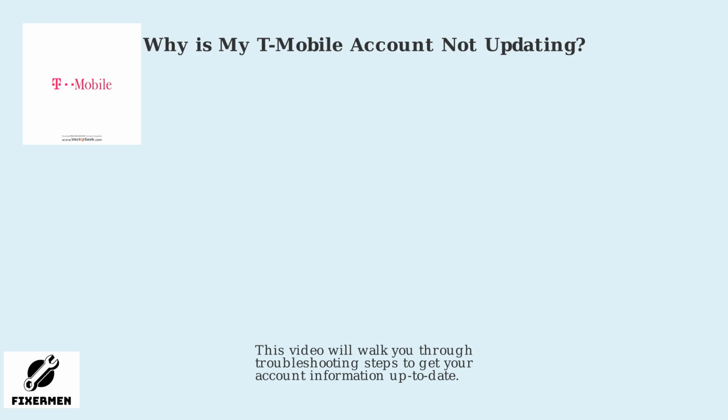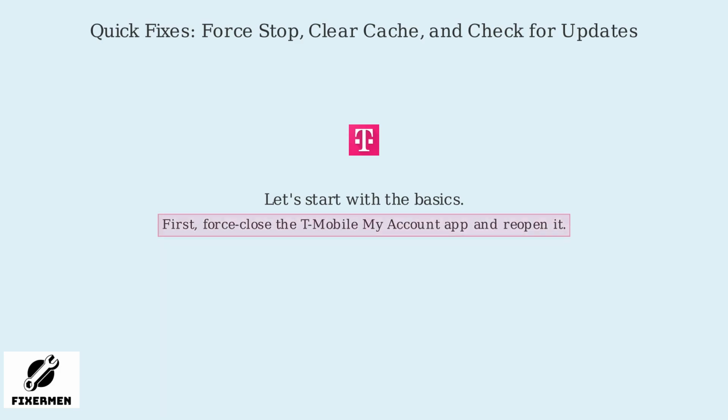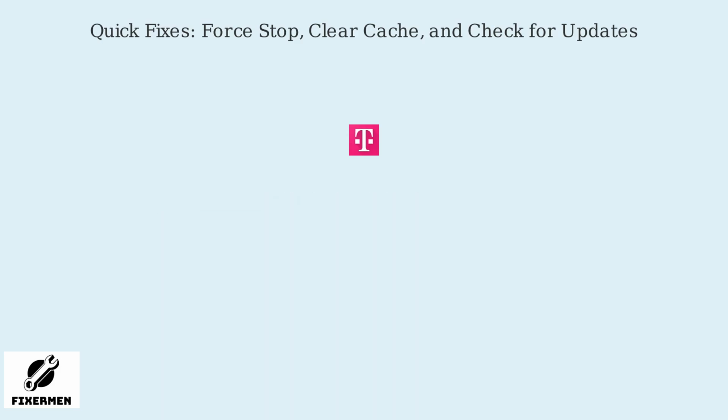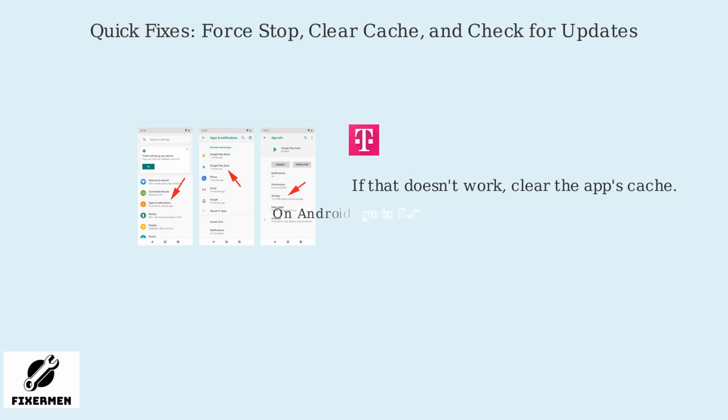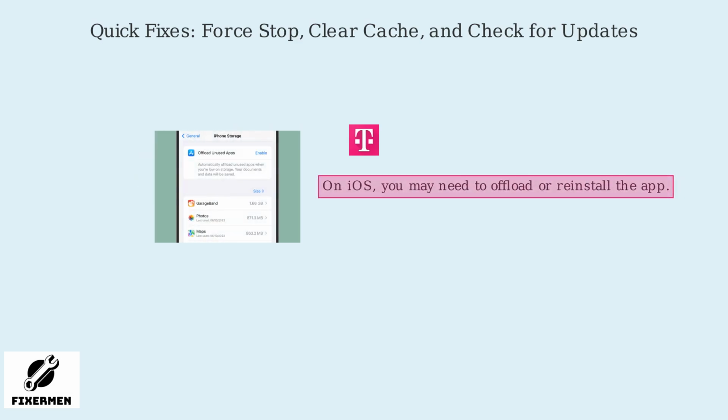This video will walk you through troubleshooting steps to get your account information up to date. Let's start with the basics. First, force close the T-Mobile My Account app and reopen it. If that doesn't work, clear the app's cache. On Android, go to Settings, Apps, T-Mobile, Storage, Clear Cache. On iOS, you may need to offload or reinstall the app.